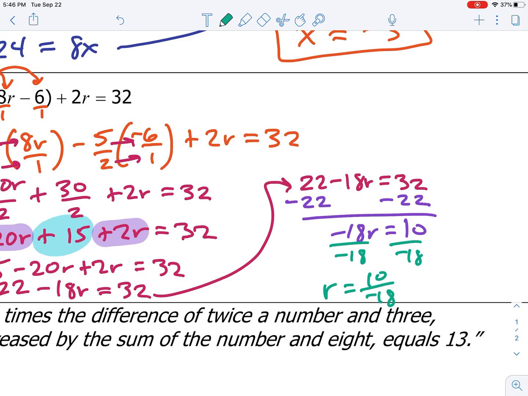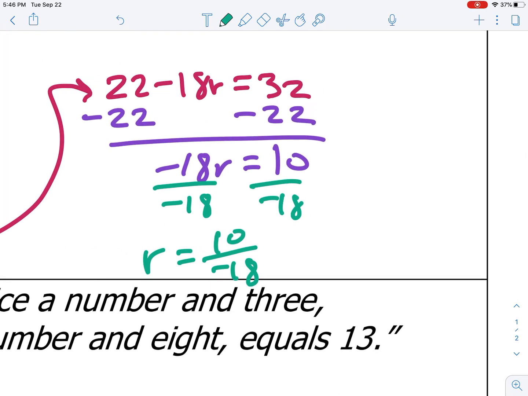Now, I don't want decimal answers ever. I want you to use fraction form because most of the time when you leave it in fraction form, that is the most exact form of the answer. So we're not going to use decimals. We're only going to use fractions, but we want simplified fractions. I'm looking at 10 over negative 18. What can I divide the top and the bottom by in order to simplify the fraction?